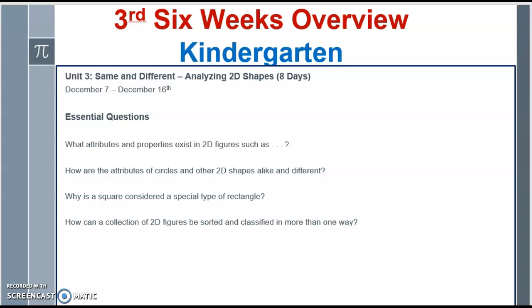polygon. So if it's curved, it's not. If it's a straight edge all around, then it is. Why is a square considered a special type of rectangle? How can a collection of 2D figures be sorted and classified in more than one way? And so we can sort them with those very specific formal ways, shape, sides, and edges, or sort of informally with size, shape, and texture.